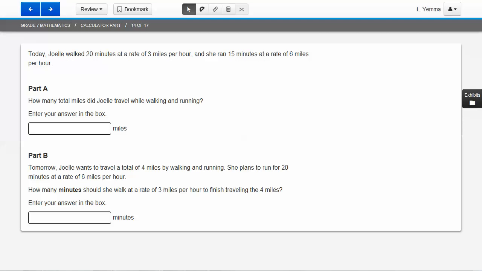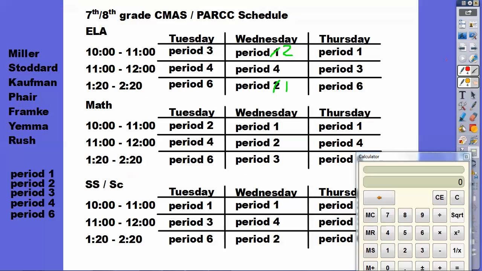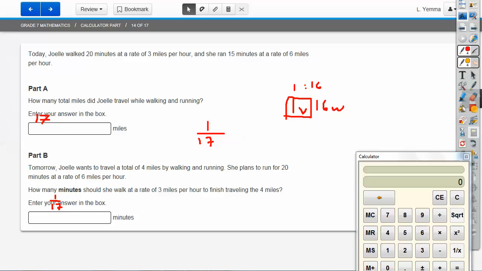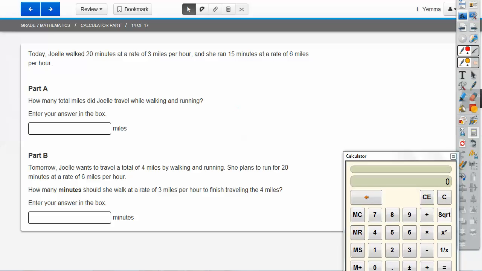All right. Today, Joelle walked 20 minutes at a rate of 3 miles per hour, and she ran 15 minutes at a rate of 6 miles per hour. Well, I know that 20 minutes is 1/3 of an hour. So for 1/3 of an hour, if I go 3 miles per hour, that means I've gone a total of 1 mile.